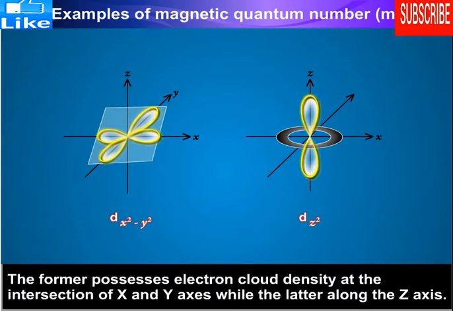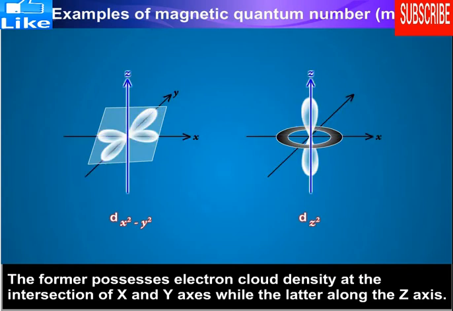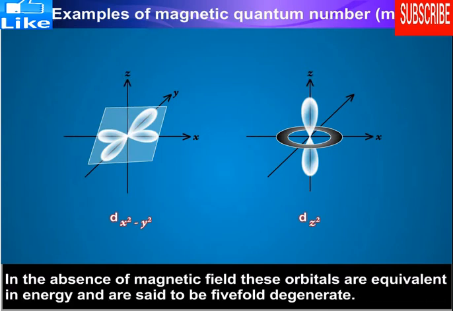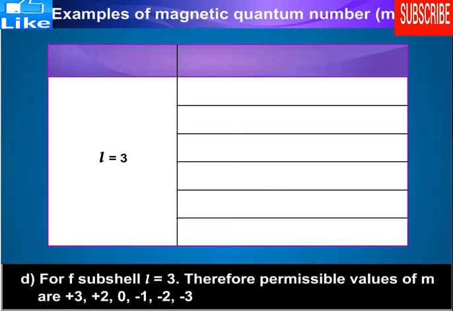The former possesses electron cloud density at the intersection of x and y axes, while the latter along the z-axis. In the absence of magnetic field, these orbitals are equivalent in energy, and are said to be fivefold degenerate. F subshell: for F subshell, L is equal to 3.